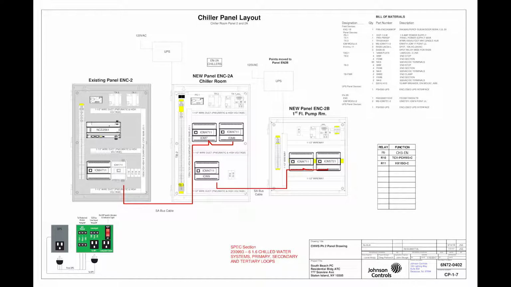And note that the one on this panel says new panel, enclosure 2B, first floor pump room. That is the panel that's going to run the chilled water that's in the future going to serve the NRB. So there's pumps in the pump room, which we'll cover when that's live and running. How can we describe that?